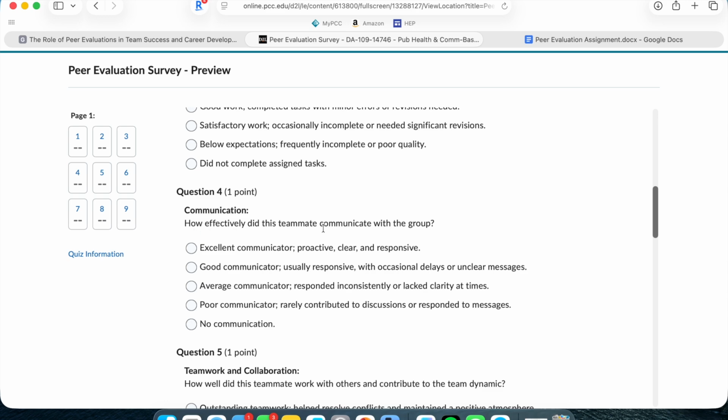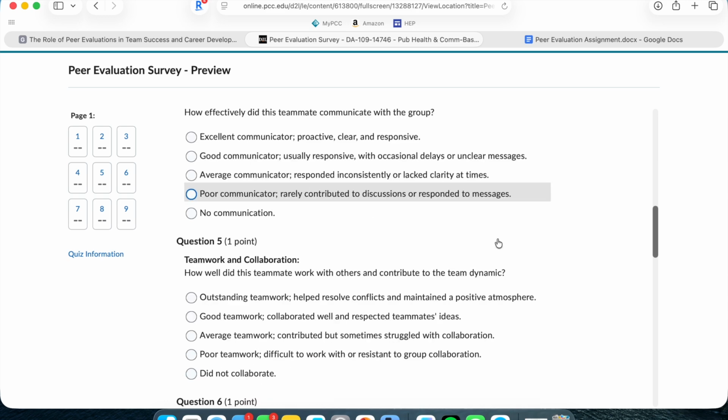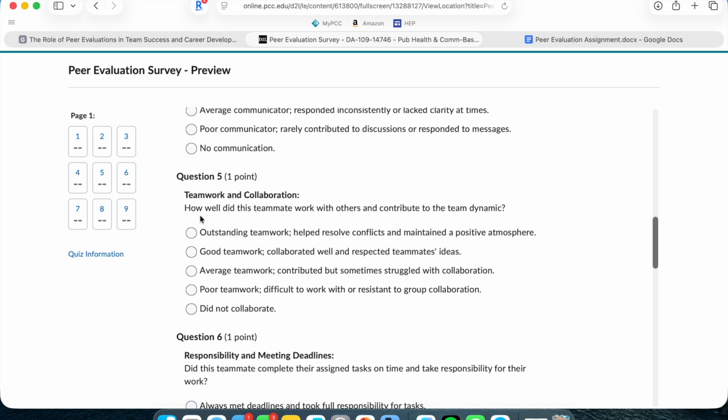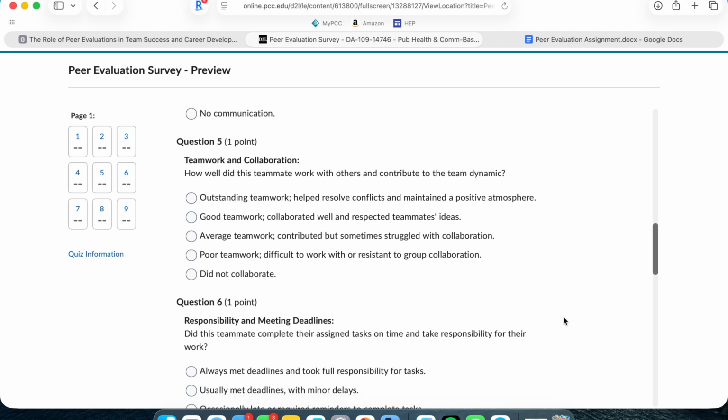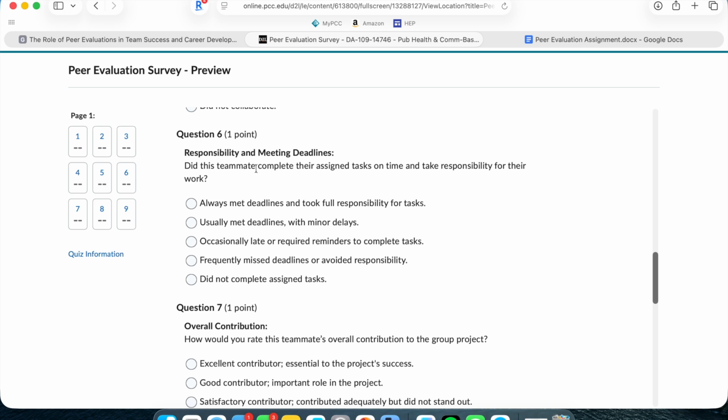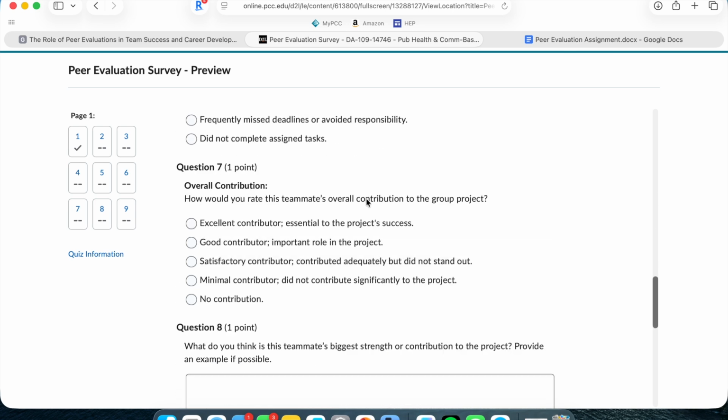Communication. So how effectively did the teammate communicate with the group? Question 5, how well did this teammate work with others and contribute to the overall team dynamic? Were they a good person to just work overall in a team? How did they collaborate as a team member? Responsibility and meeting deadlines. Did this teammate complete their assigned tasks on time and take responsibility for their work? Were they accountable? And then overall contribution. How would you rate this teammate's overall contribution to the group project?